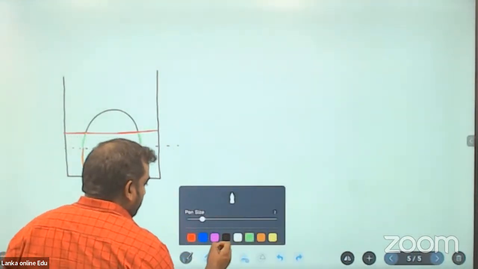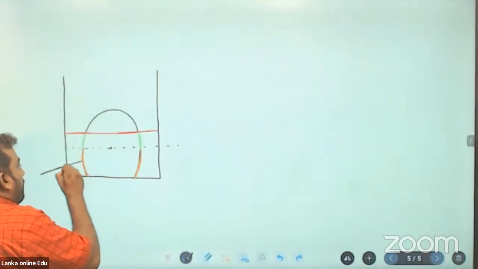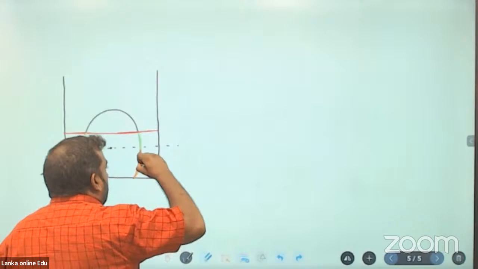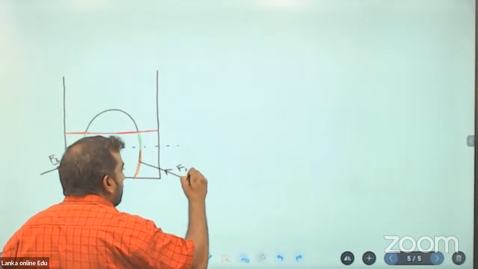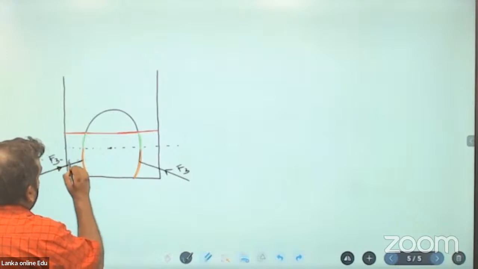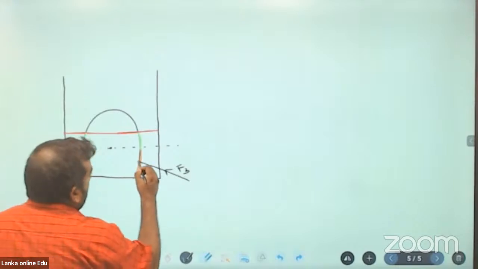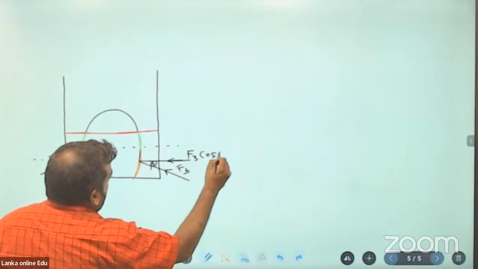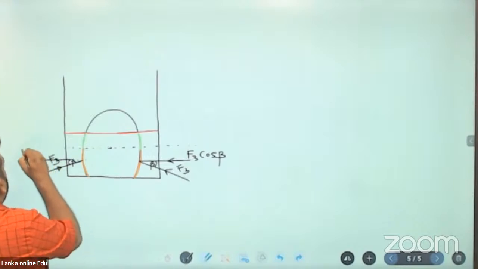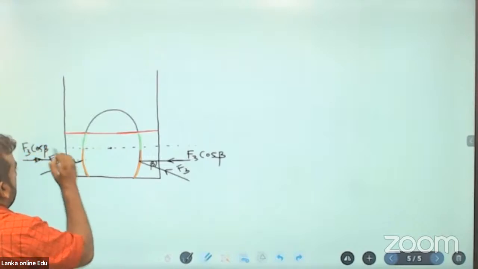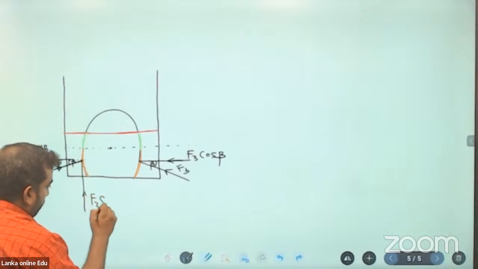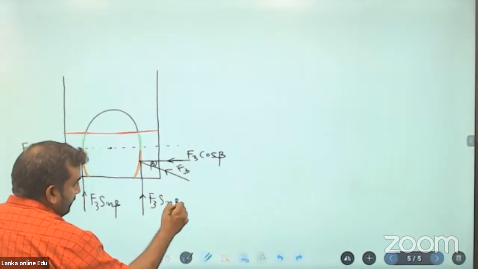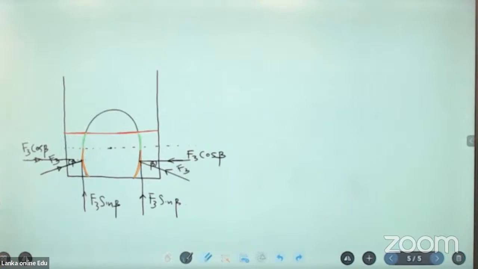Look at this carefully. Here, perpendicular force F3. Here also perpendicular force F3. Here let's say angle beta. F3 cos beta. F3 sin beta is acting upward.